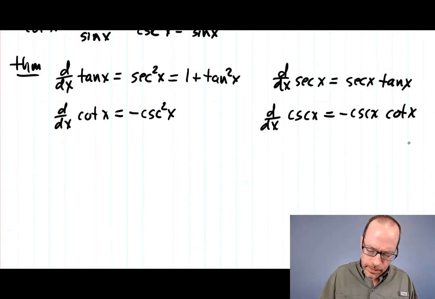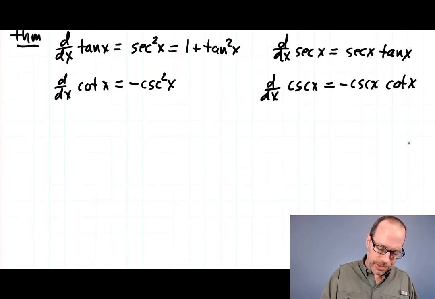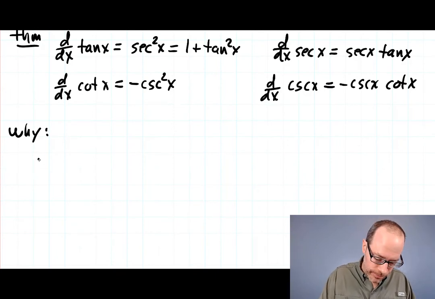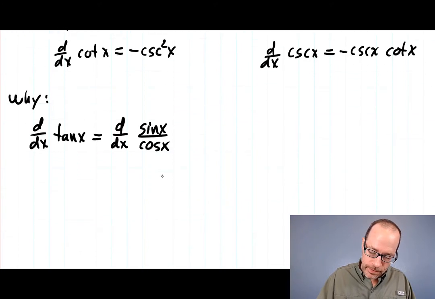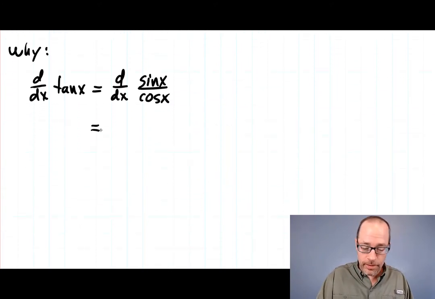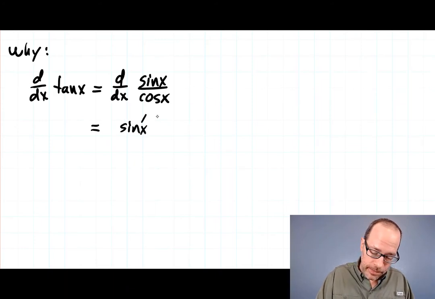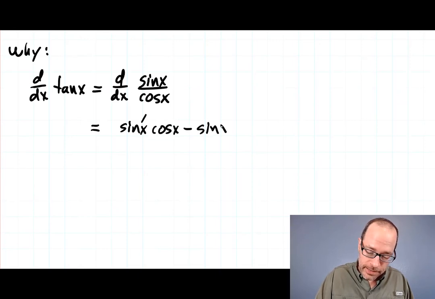So let's just do one of them. Let's do the tangent one. So d by dx of the tangent is d by dx of sine x over cosine x. And so by the quotient rule, it's the derivative of the sine times the cosine minus sine x times the derivative of the cosine, all over the denominator squared.